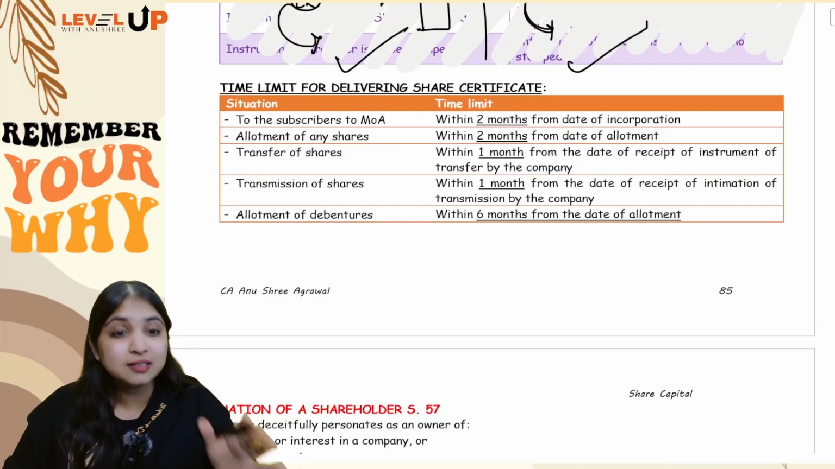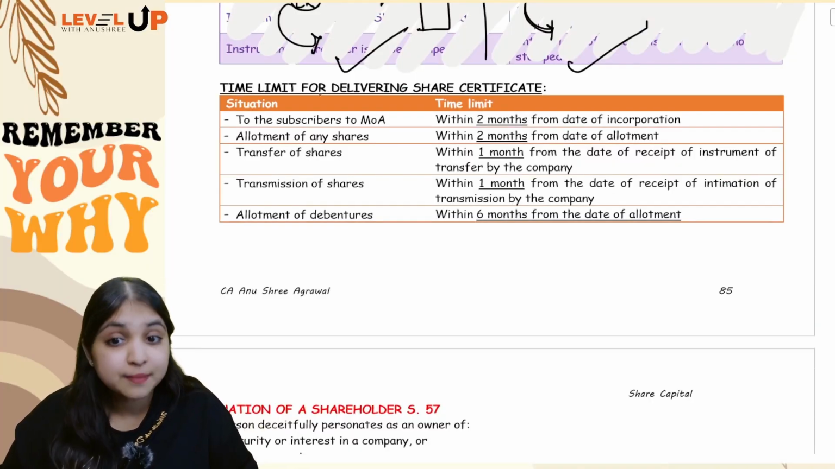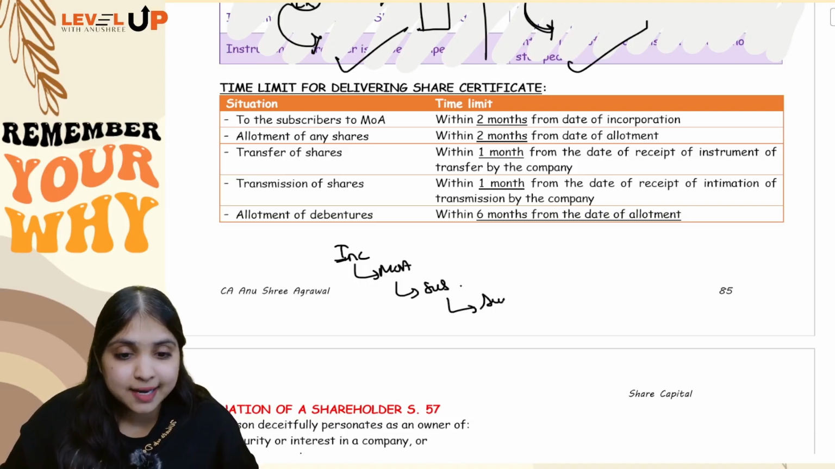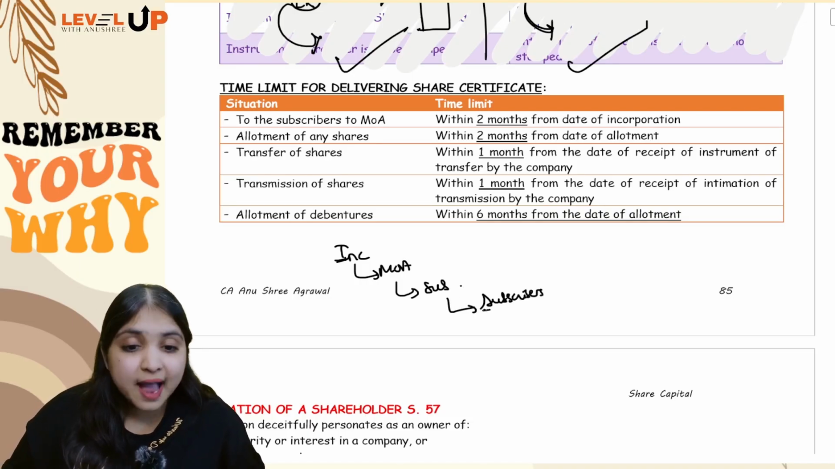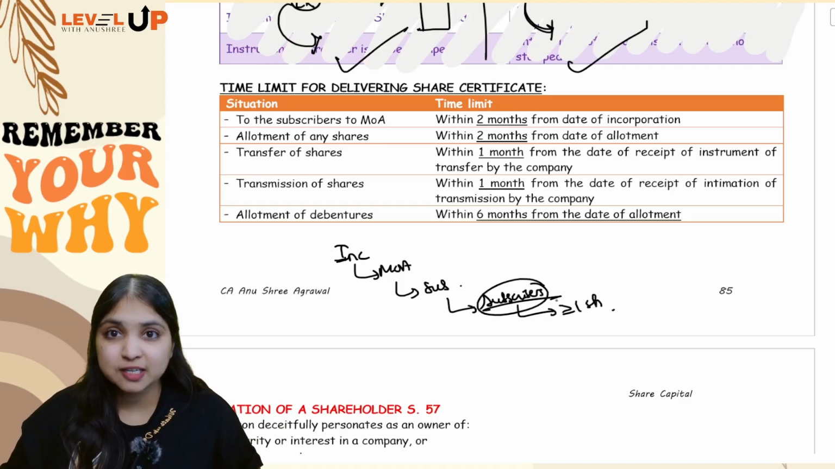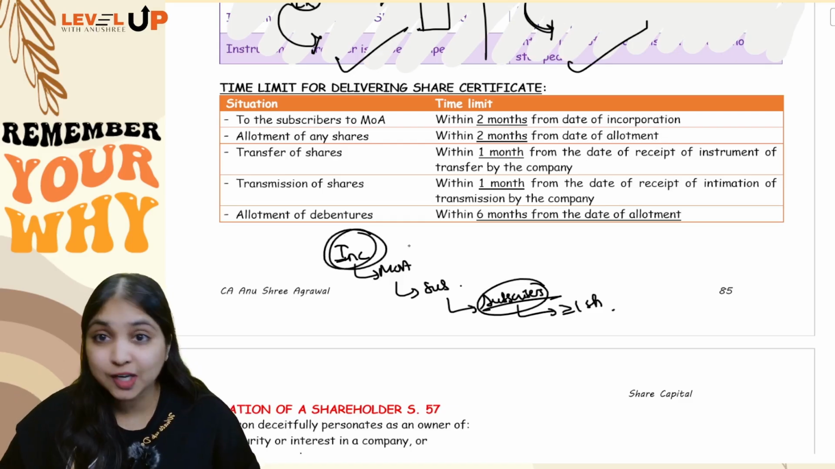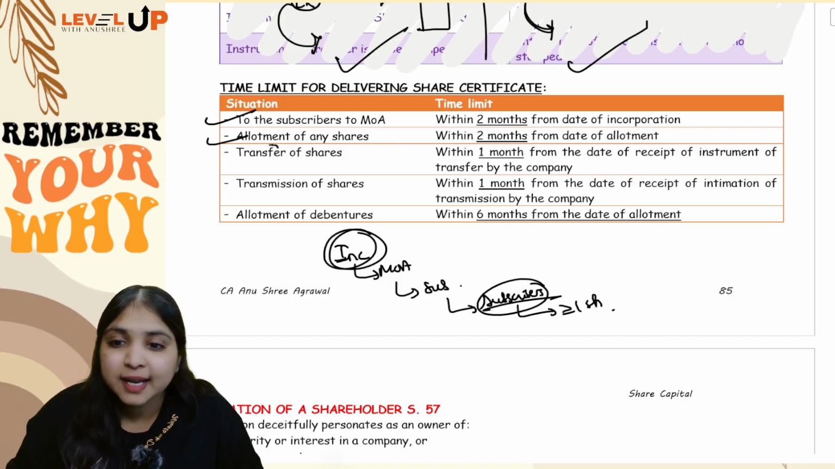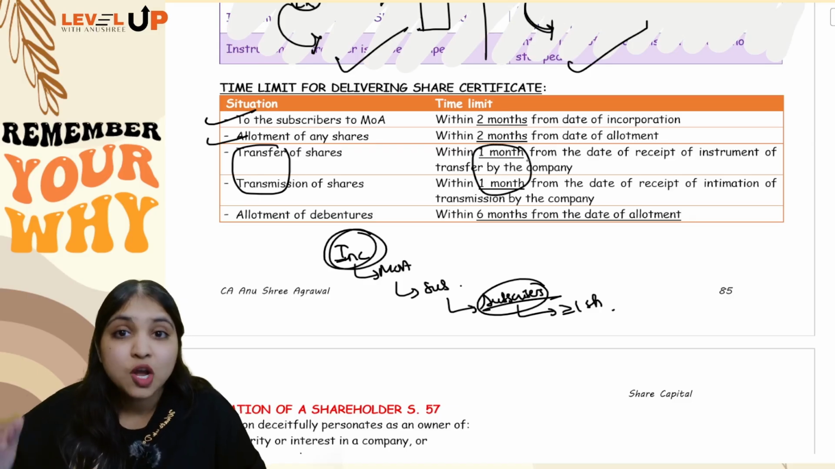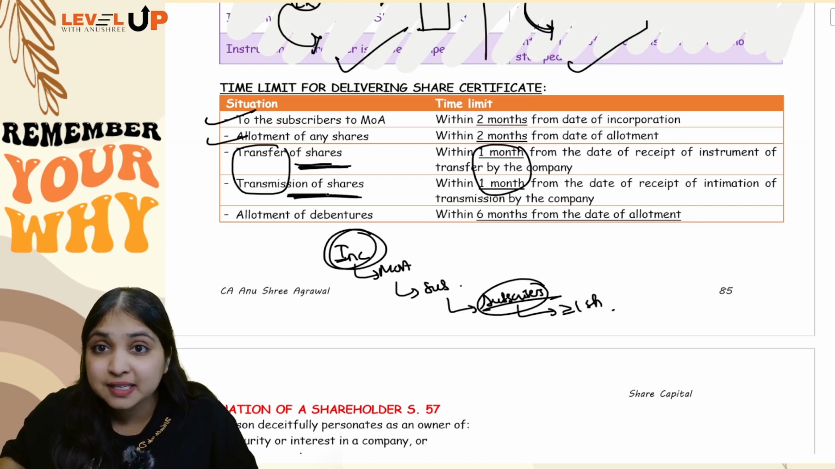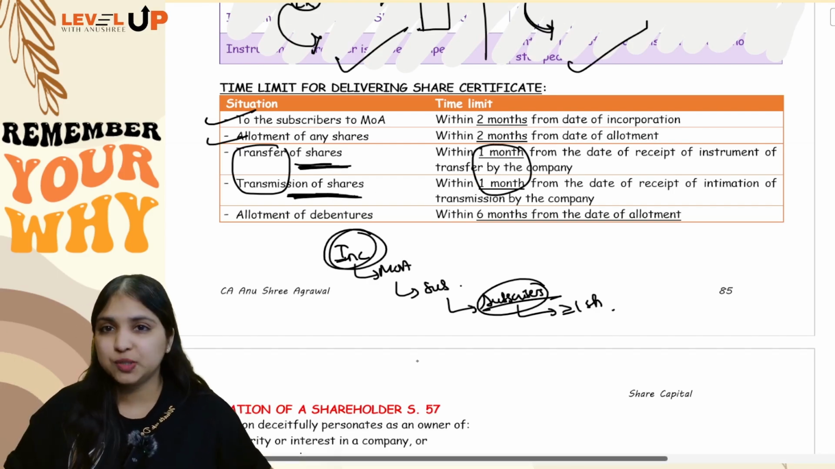Then we spoke about the time limit within which the share certificate has to be issued. We discussed that at the time of incorporation, we prepared the MOA, guys. In the MOA, we have the subscription clause, guys, and the persons who sign the subscription clause, they are called subscribers, and each subscriber has to take minimum 1 share in the company. So these subscribers have to be sent a share certificate within 2 months from the date of incorporation. In allotment cases also, time limit is 2 months from the date of allotment. In transfer transmission cases, the time limit is 1 month. 1 month from the date on which the company receives the instrument of transfer, 1 month within which the company receives the intimation of transmission. And for debentures, we have 6 months time.